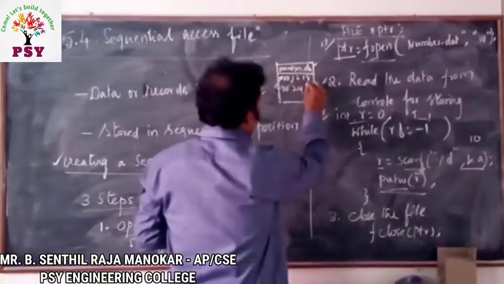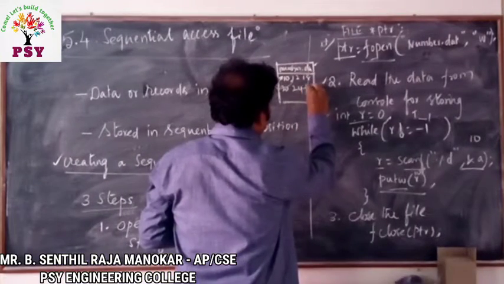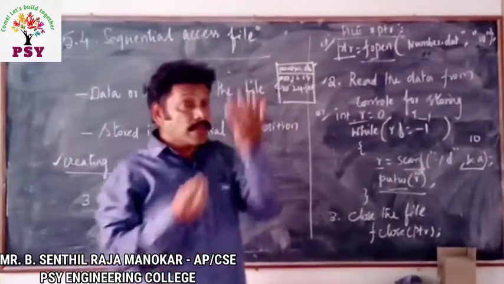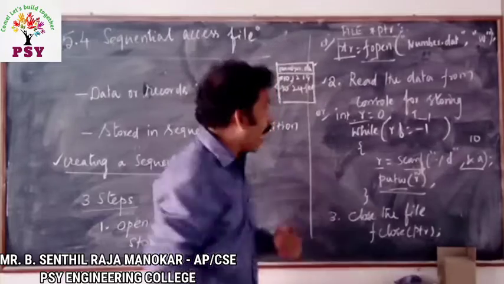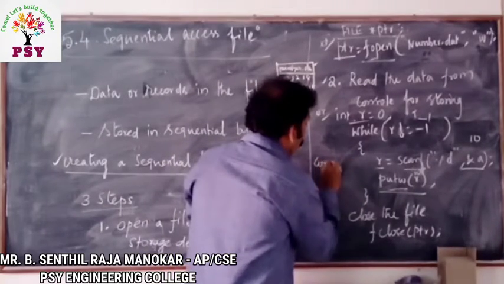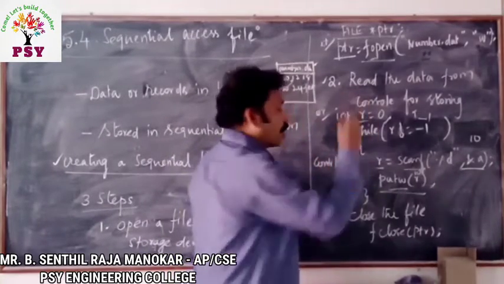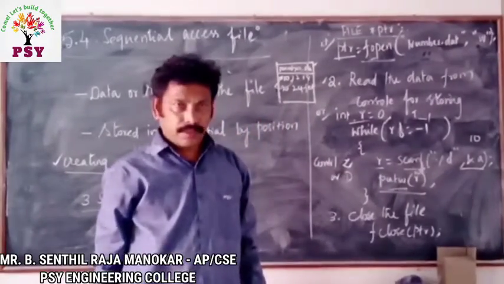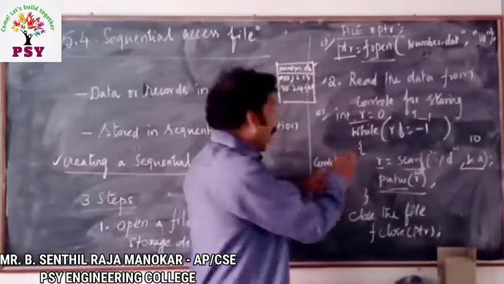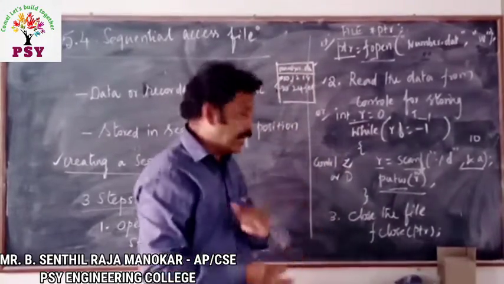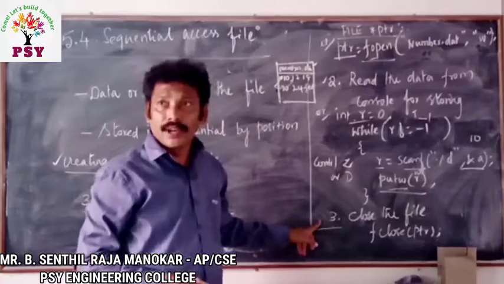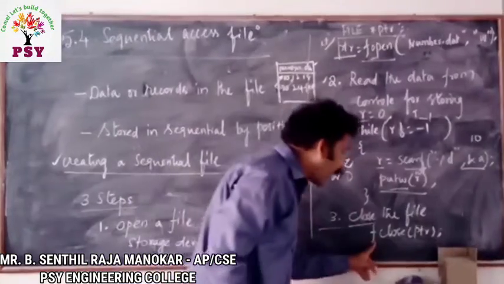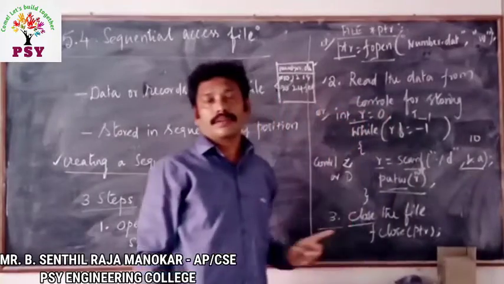Then finally, end of file is assigned by the compiler. If the user has to provide it, we have to use Control Z or Control D. After you store the data in the file, we do the third step. What is the third step? The third step is to close the file using fclose(ptr). That's all.